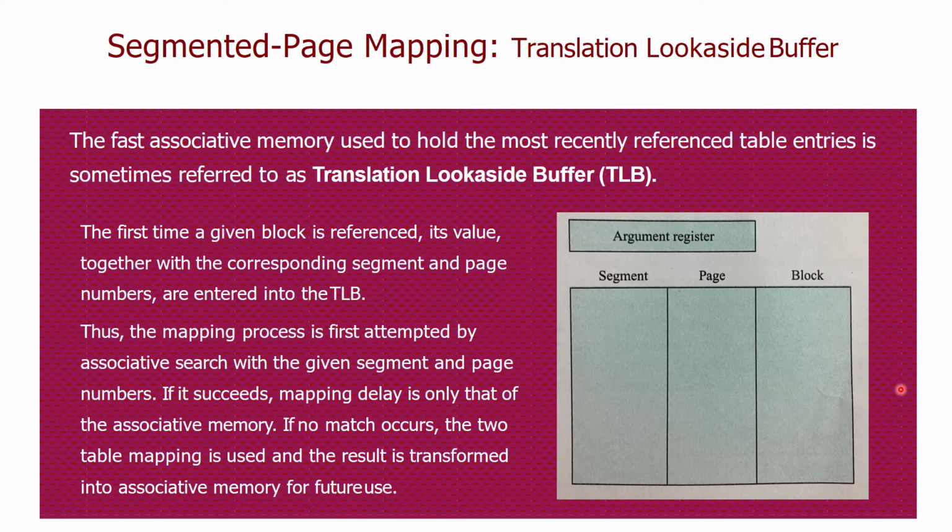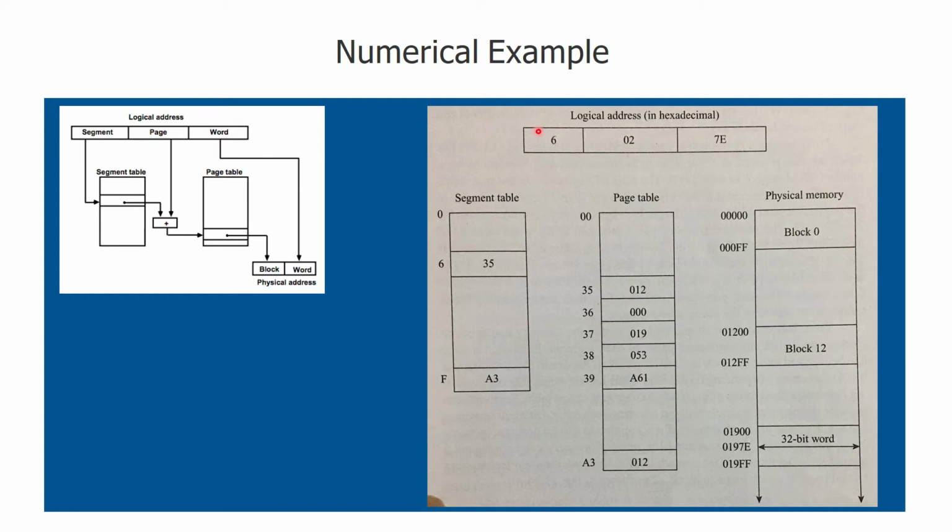Okay, so now the translation lookaside buffer. The fast associative memory used to hold the most recently referenced table entries is sometimes called the translation lookaside buffer. What the fast associative memory does is keep a record of the recently used values, and it keeps the record of the segment, page, and block. We will see an example now of how it works. So this is how it works. You can check this and map with this one. I told you that the example is coming.